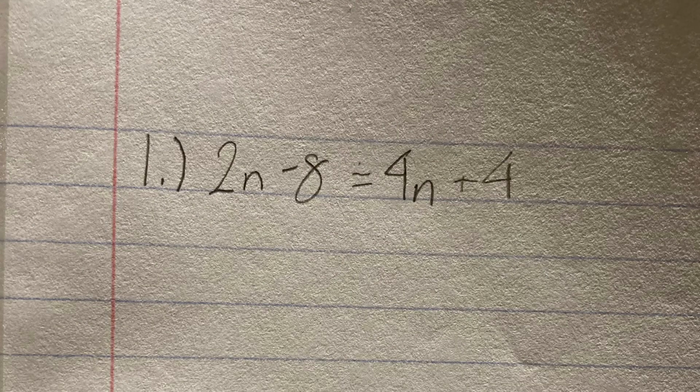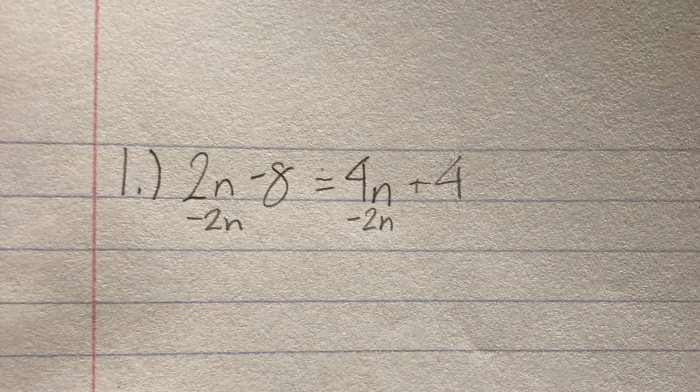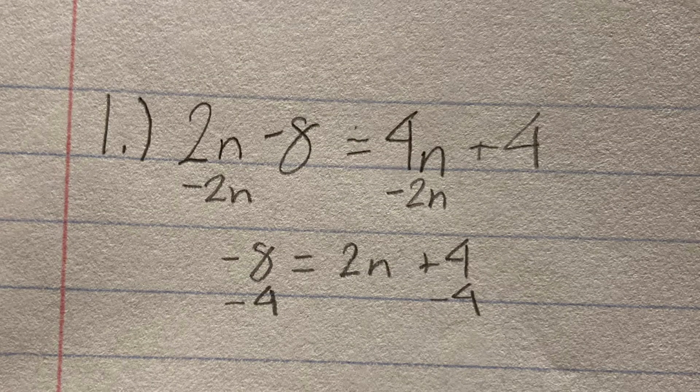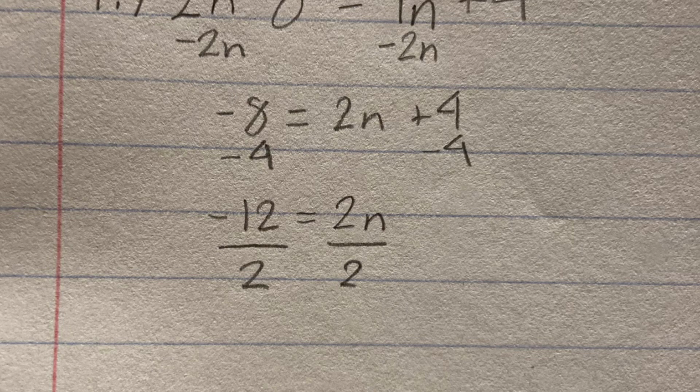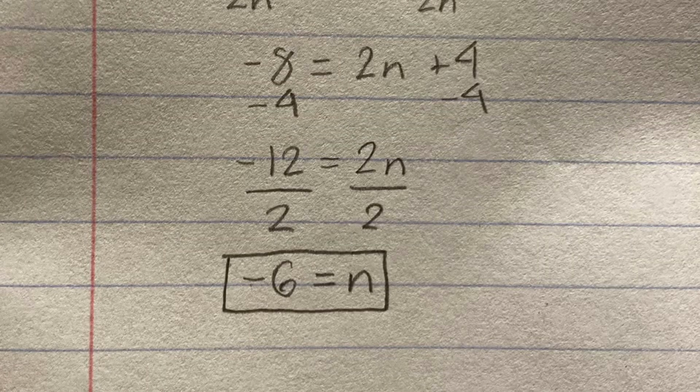Okay, so here we have our first problem: 2n minus 8 equals 4n plus 4. Our first step would be to subtract 2n from both sides. Now we are left with negative 8 equals 2n plus 4. Now we must subtract 4 from both sides. After this, we're left with negative 12 equals 2n. We must divide both sides by 2. Our final answer would be negative 6 equals n.